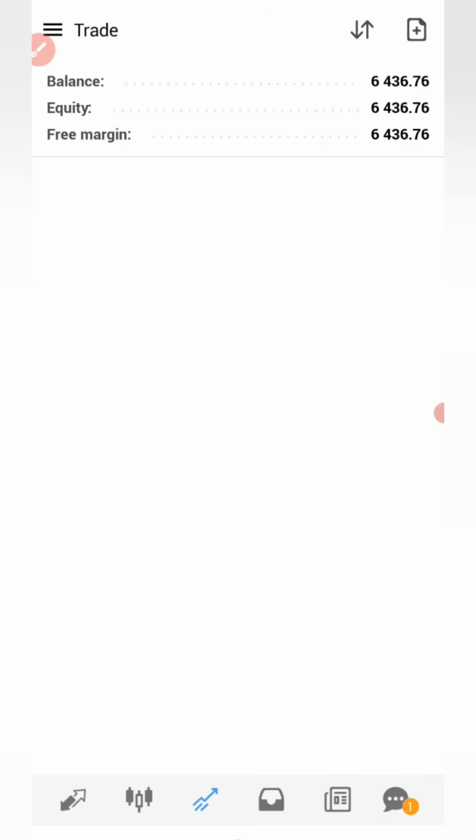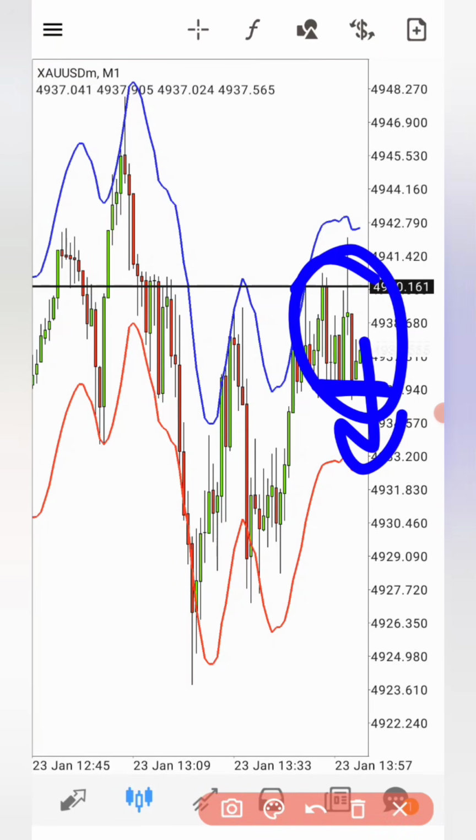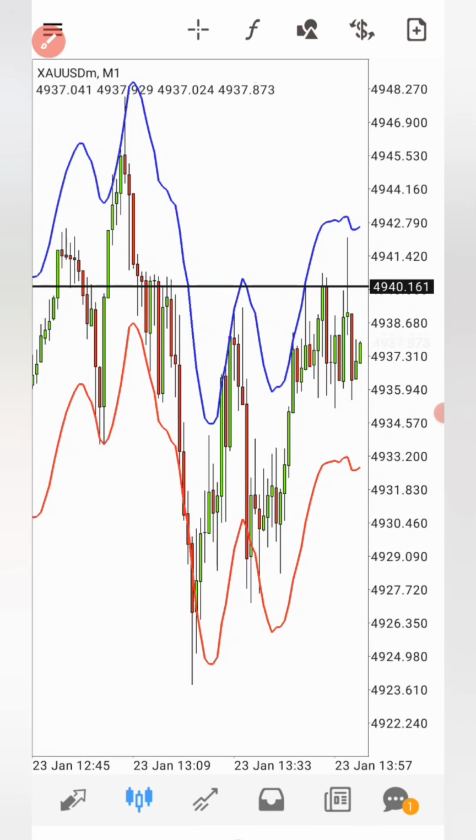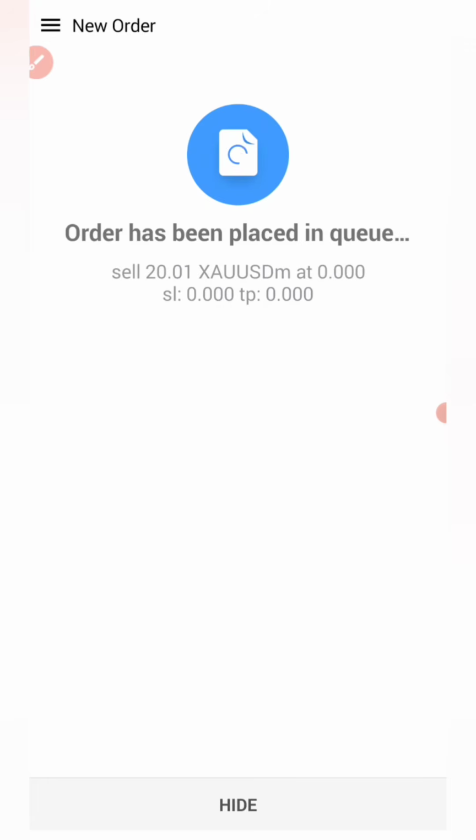So here we are now at $6,436.76, right? So what we have right here was because of this actual trade. I just explained the trade. So now when you're scalping, you're just putting a combination of strategies and looking to where the market is, so that we can actually take advantage. So right here I'm going to enter a sell trade. So let's enter 20 lots.